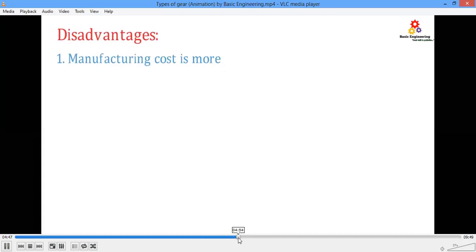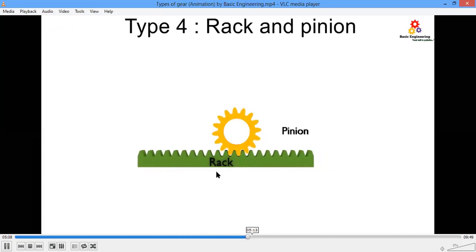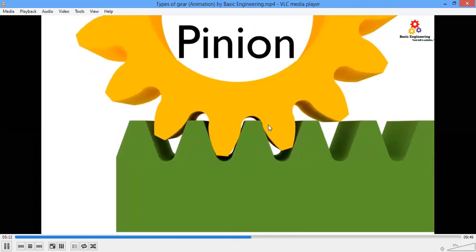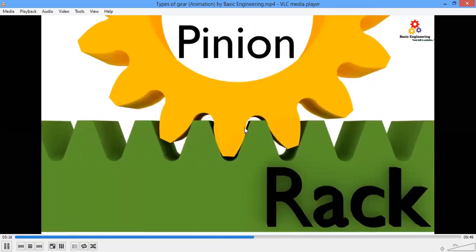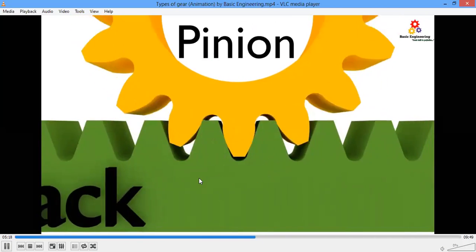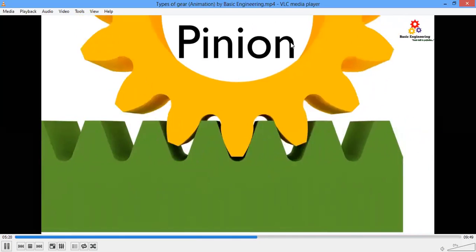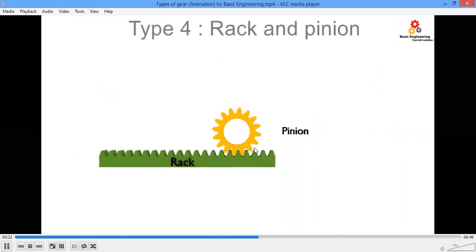Next we'll go for rack and pinion. Just look at this. If we have the shaft fixed, then the rack can move. If the gear, the pinion, rotates, the rack is going to move linearly. So we can convert rotary to linear motion or linear to rotary motion.